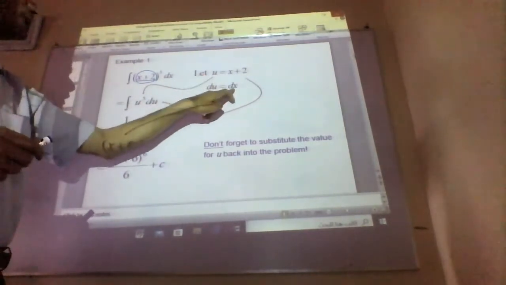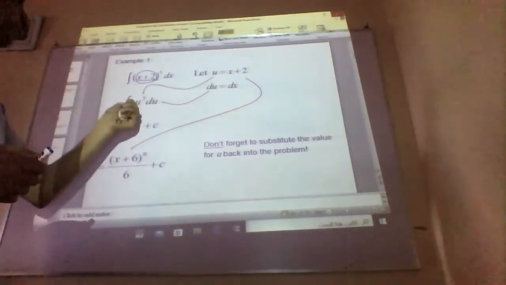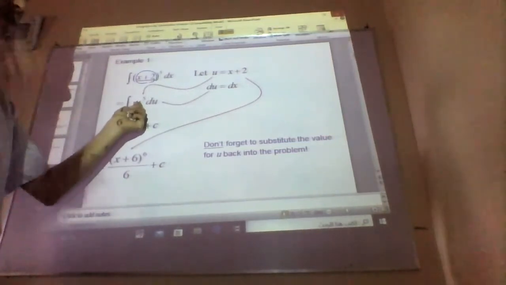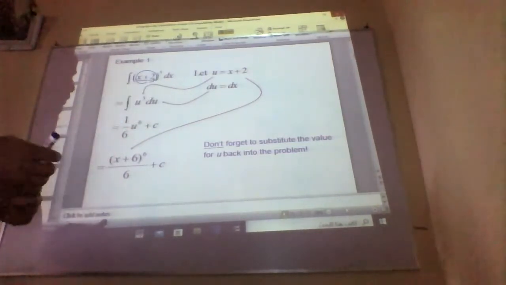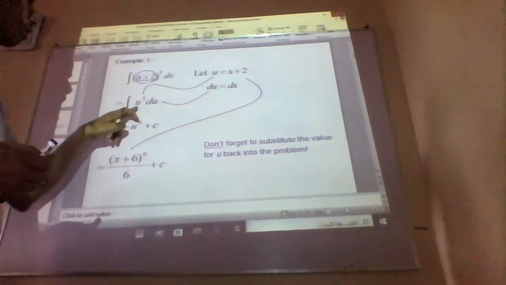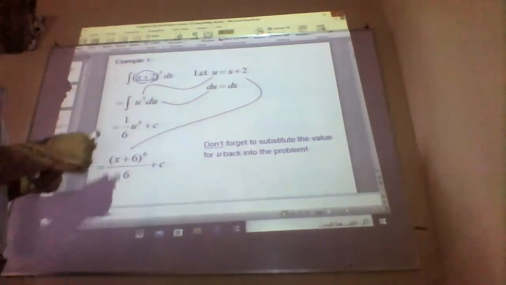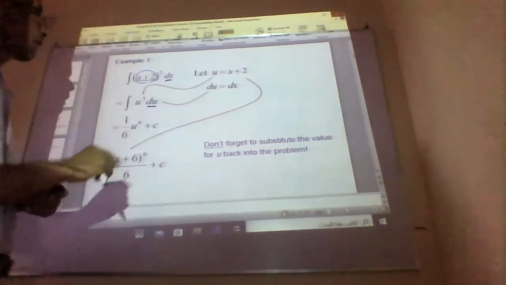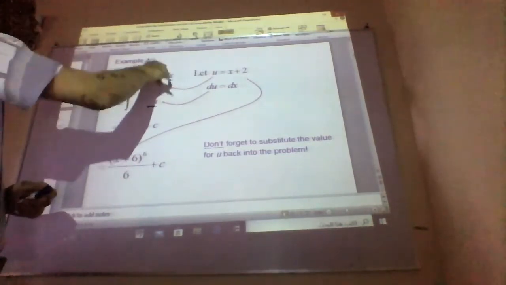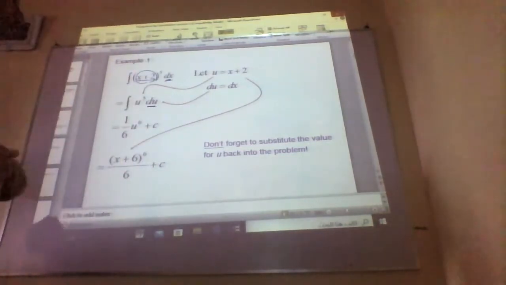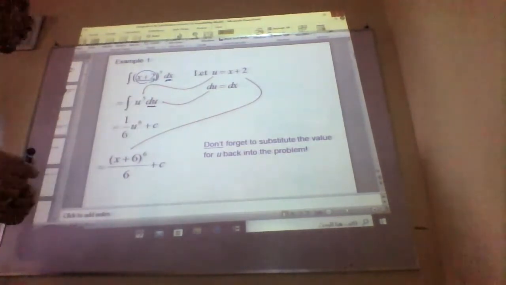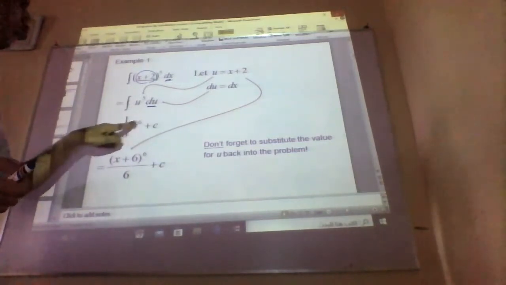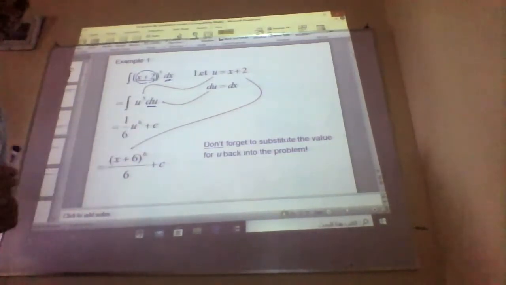So du equal dx. And now substituting, putting u instead of x plus 2 in the original function, we have integration of u power 5 du instead of dx, because du equal dx, and u power 5 instead of (x plus 2) power 5. Now we have a simple function to integrate. Integration of u power 5 is u power 6 divided by 6 plus constant.